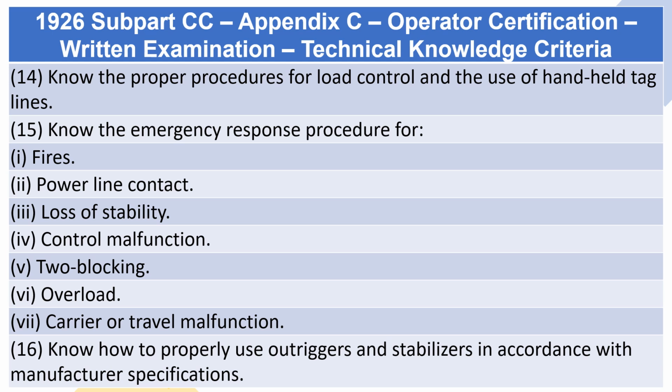15. Know the emergency response procedure for 1 through 7. Fires. Power line contact. Loss of stability. Control malfunction. Two blocking. Overload. Carrier or travel malfunction. 16. Know how to properly use outriggers and stabilizers in accordance with manufacturer specifications.